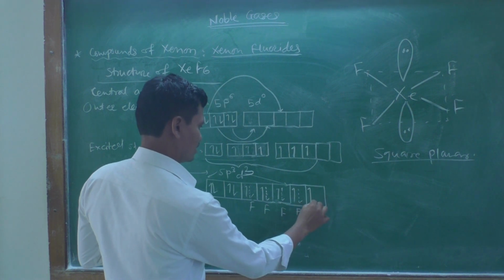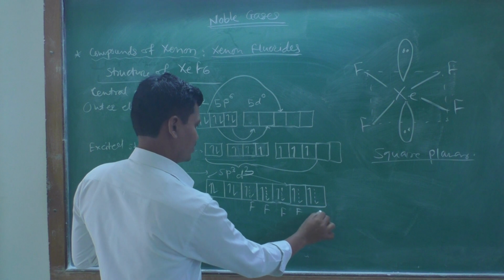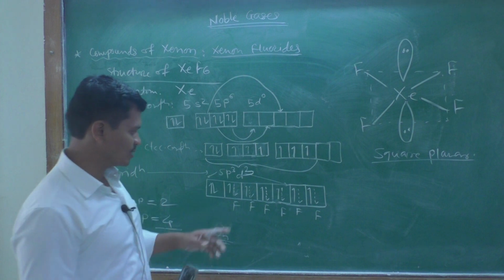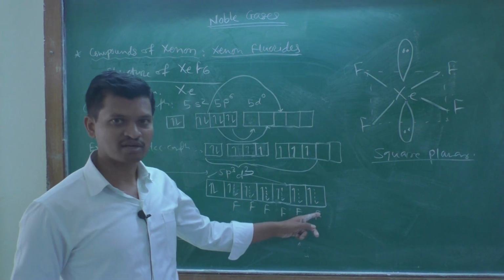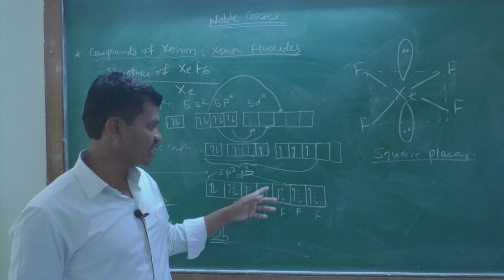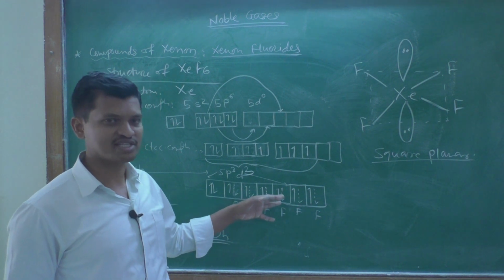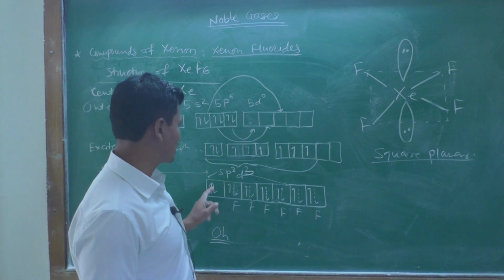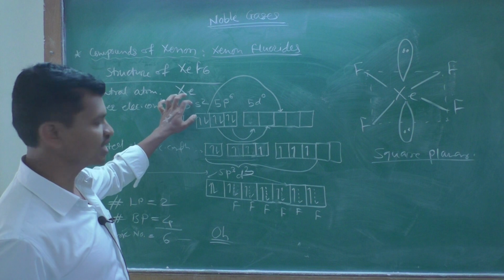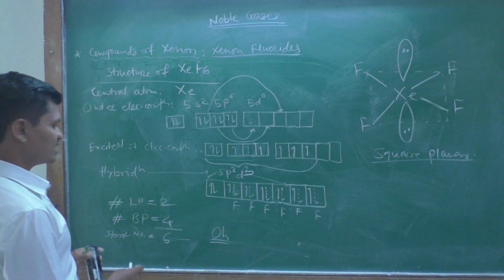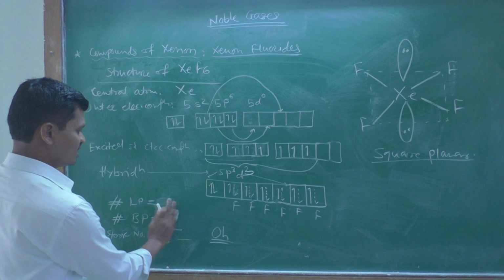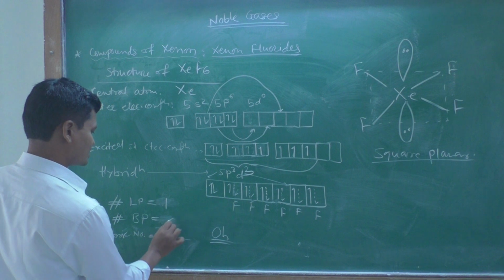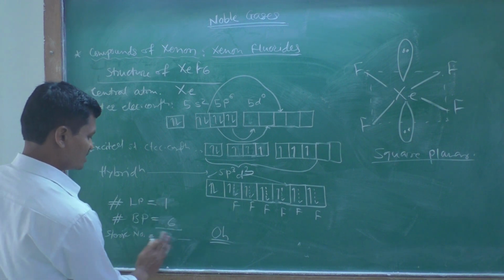Okay, and with 6 fluorine atoms, the 6 fluorine atoms share their electrons with the unpaired electrons of the central xenon atom. Still it is carrying one lone pair of electrons, which is from the 5s subshell. So the number of lone pairs in this case is only 1, and the number of bond pairs is 6. Here the steric number is 6 plus 1, that is 7.